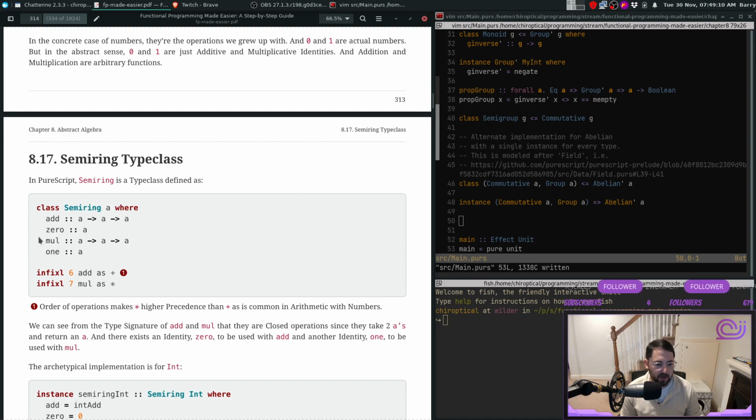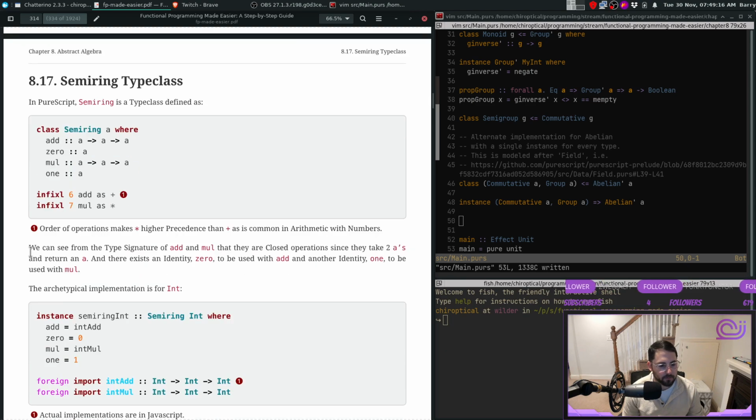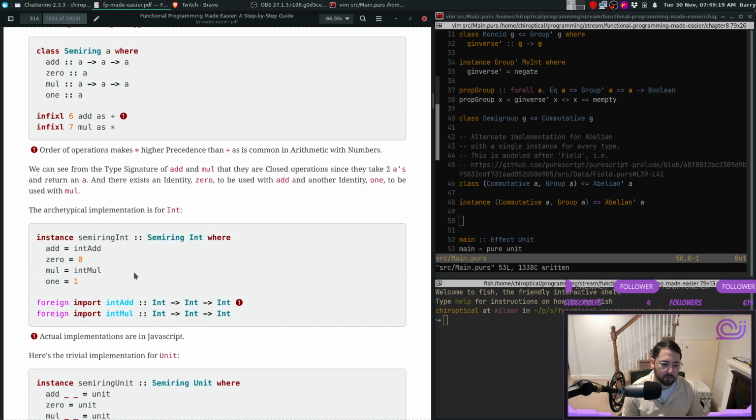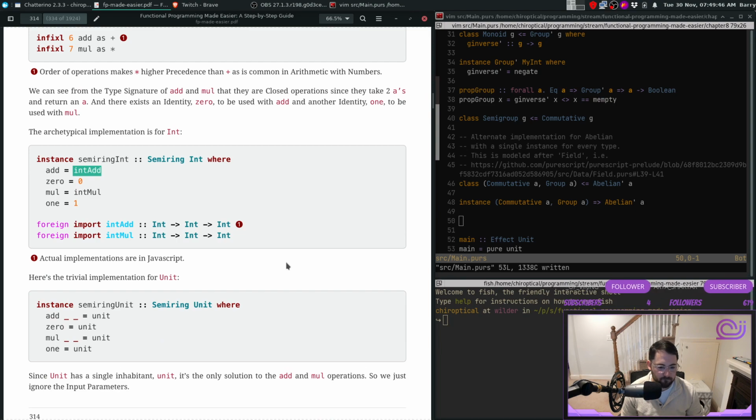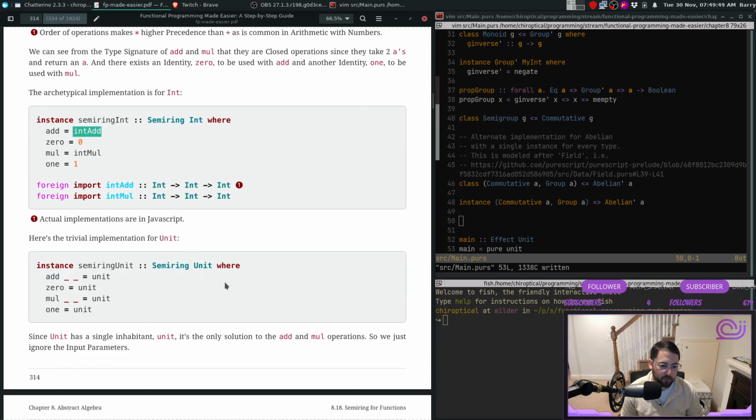Okay. So we have add, 0, multiply, and 1. Uh-huh. So if we had an int, we just have int add and int mul, and then 0 and 1. Okay, so there's the semi-ring for integers. And apparently we're using JavaScript's addition and multiplication operator in this case. Okay. For unit, everything is unit. Fun.